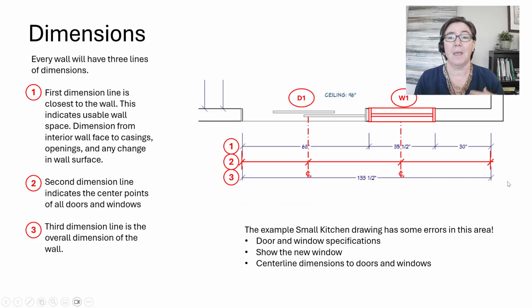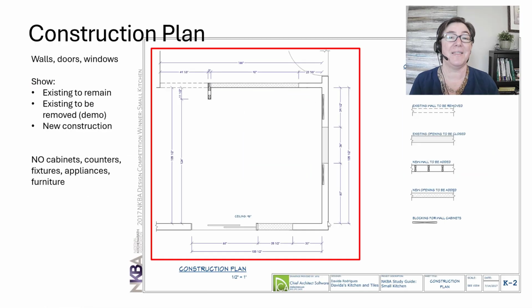I forgot to also mention there is a third dimension line. This is the overall dimension of the wall. All right, everyone. In this video, we just took a look at the NKBA graphic standards for the construction plan. Thanks.